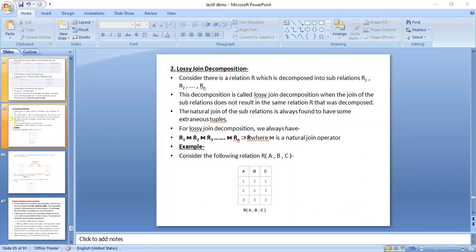So, the time is up, I think. Can we start this one from tomorrow? Okay. And I have to keep the attendance, right?